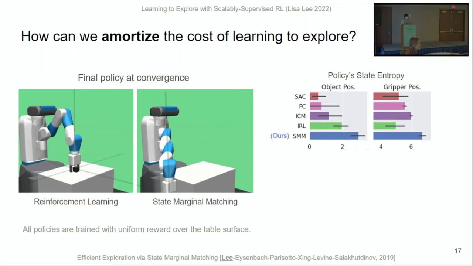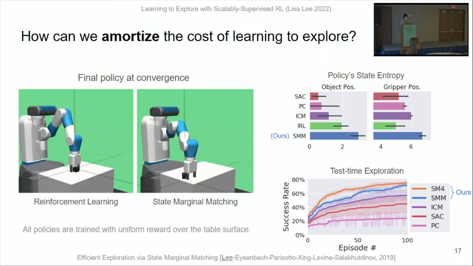If we measure the state entropy of the policies after training, the state marginal matching policy explores more than the baselines, as indicated by the larger entropy. And we also found that having a policy that tries to maximize entropy and visit many different states is a good exploration prior for solving downstream tasks and leads to faster adaptation and a higher success rate at test time.